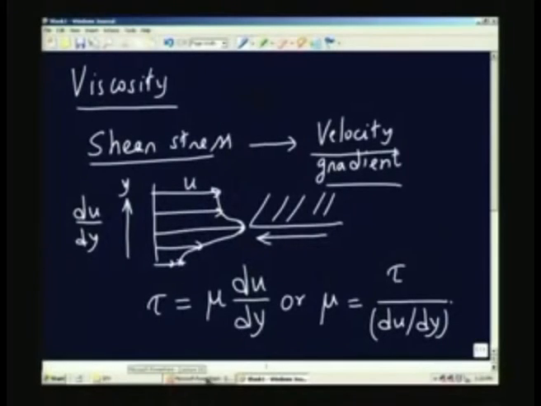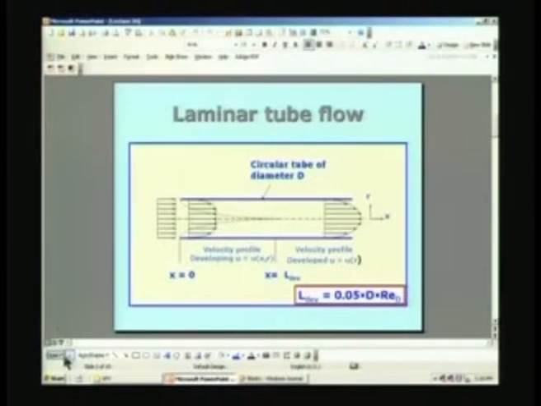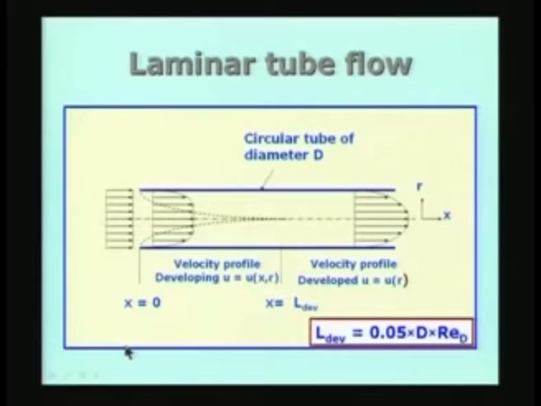So with this background, let us go back to the slide which we were looking at earlier. I have taken a simple case of laminar tube flow. I am considering a cylindrical tube of some diameter d, and the fluid is entering. Let me refer to x equal to 0 as the entry to the tube.